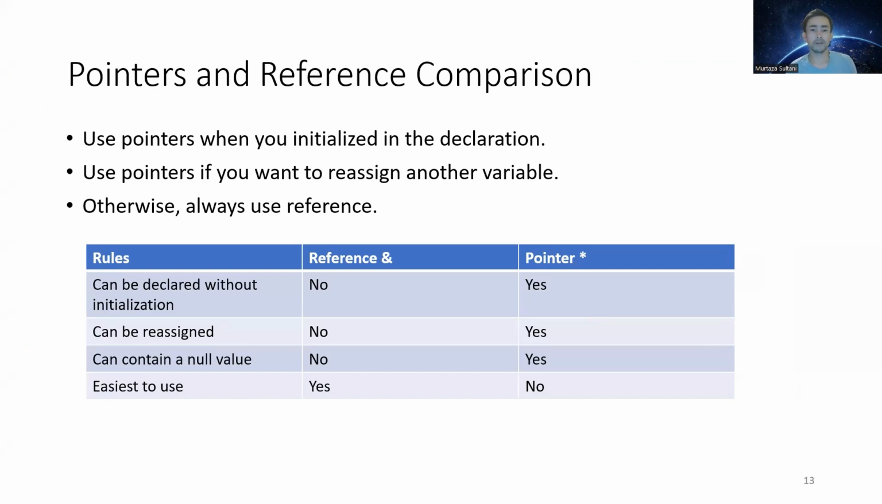In summary, pointers can be declared without initialization. Pointers can be reassigned, as we did when assigning the values of arrays, where we had different elements, and a pointer can have different values. The pointer can also contain a null value or zero value.